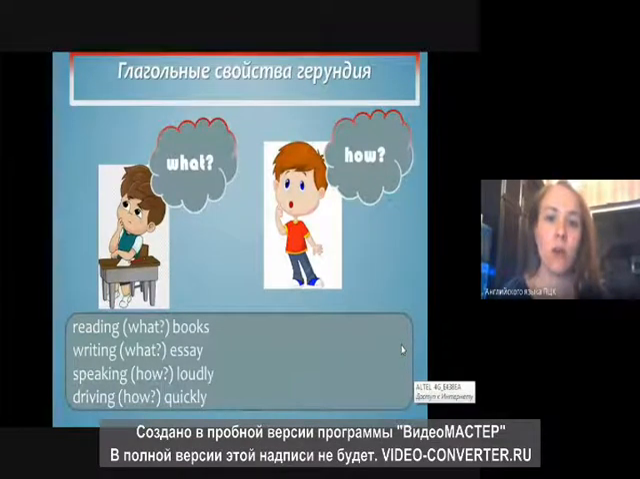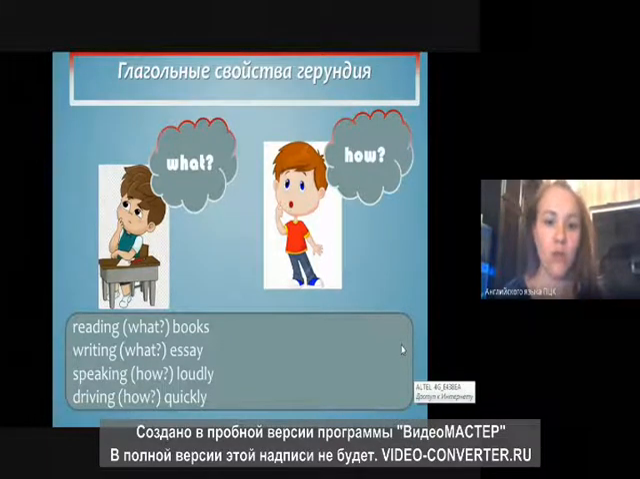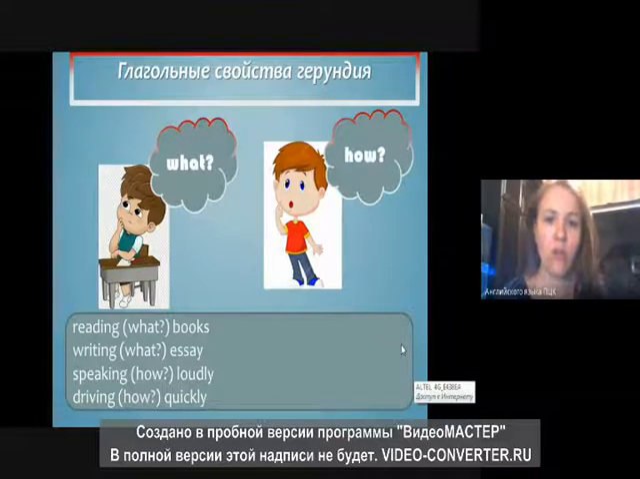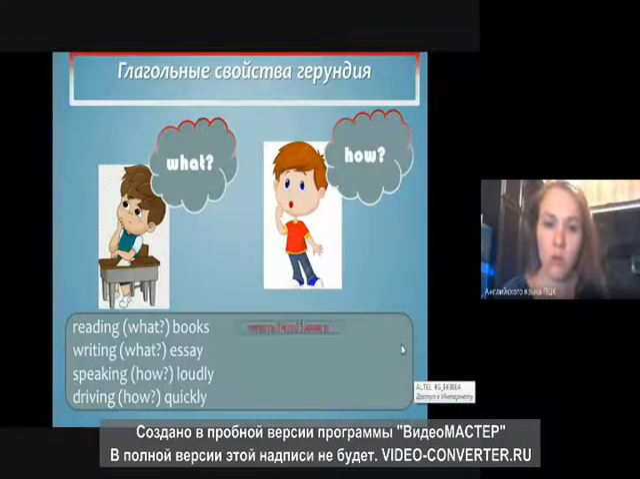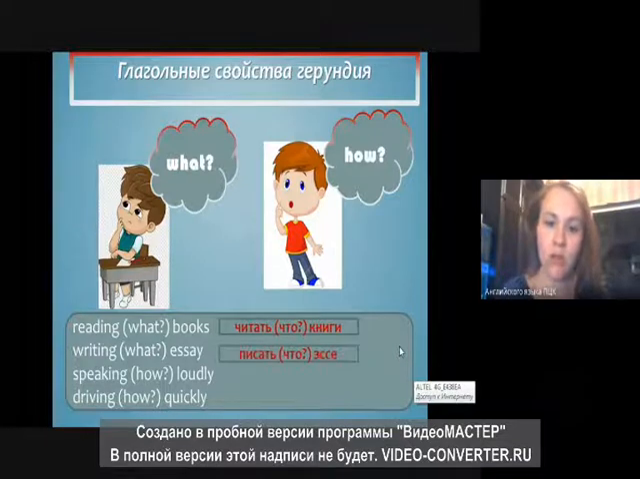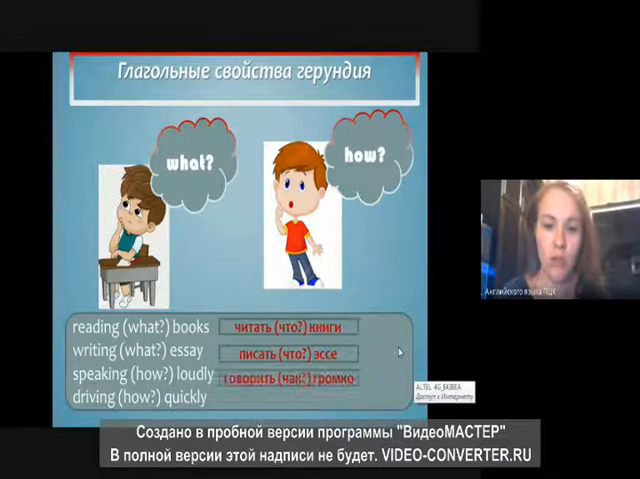So let's talk about verb properties of gerund. If we can ask the questions what or how after the gerund, it will have verb properties. For example, reading books, writing what? Essay. Speaking how? Loudly. Driving how? Quickly.